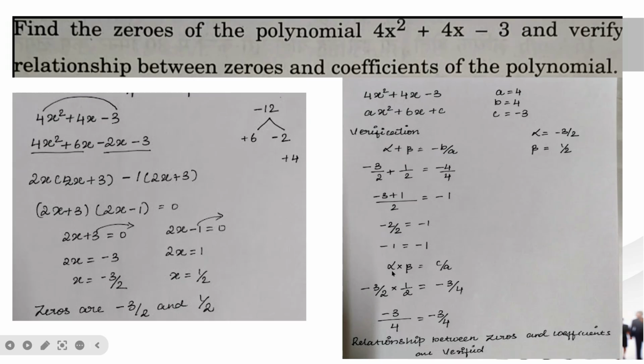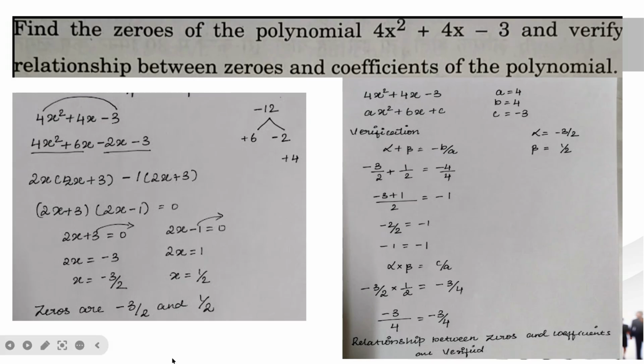Now let's verify with this other equation. Alpha into beta equal to c by a. Alpha beta equal to c's value is minus 3, right? And then a's value is 4. You should write it. Minus 3 into 1 is minus 3. 2 2s are 4. So we are getting left hand side and right hand side were same, right? For both equations. So the relation between the zeros and the coefficients were verified.